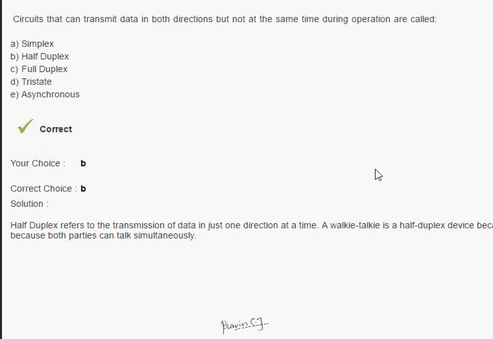Okay, next question is, a circuit that can transmit data in both directions but not at the same time during the operation is called: option A is simplex, second is half duplex, third is full duplex, fourth is tri-state, fifth one is asynchronous. Remember what the question is: data in both directions.